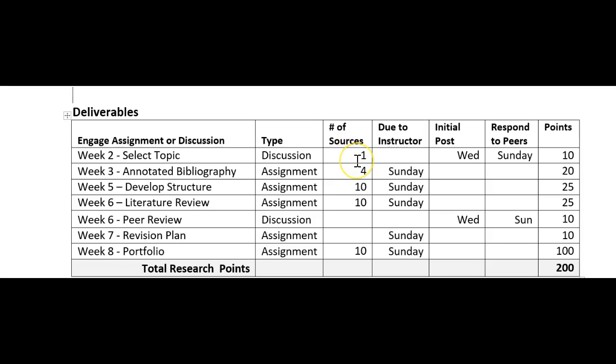You will find one source, and you will put up your initial post by Wednesday and respond to your peers by Sunday. During Week 3, you will take the one source that you already had, find an additional 3 sources, for a total of 4 sources, and write an annotated bibliography that you will turn in as an assignment.